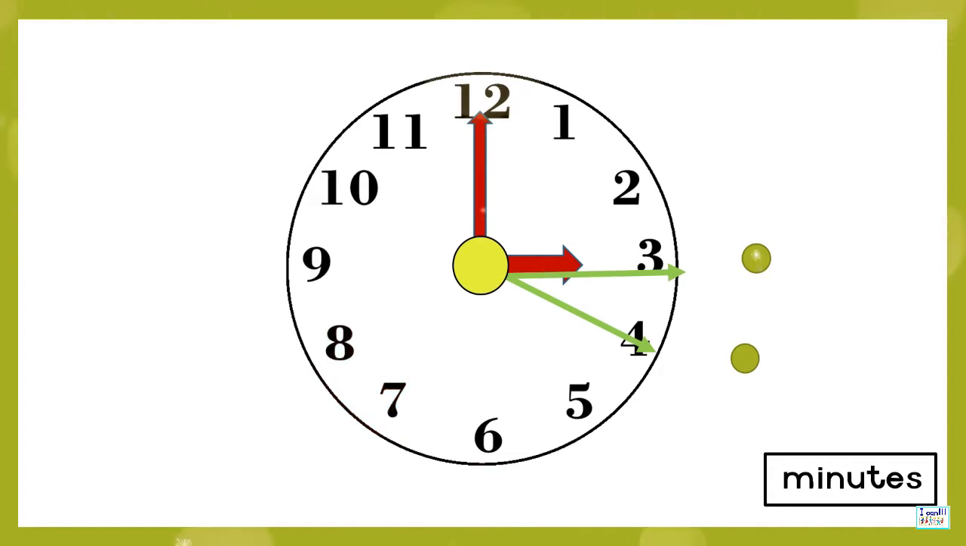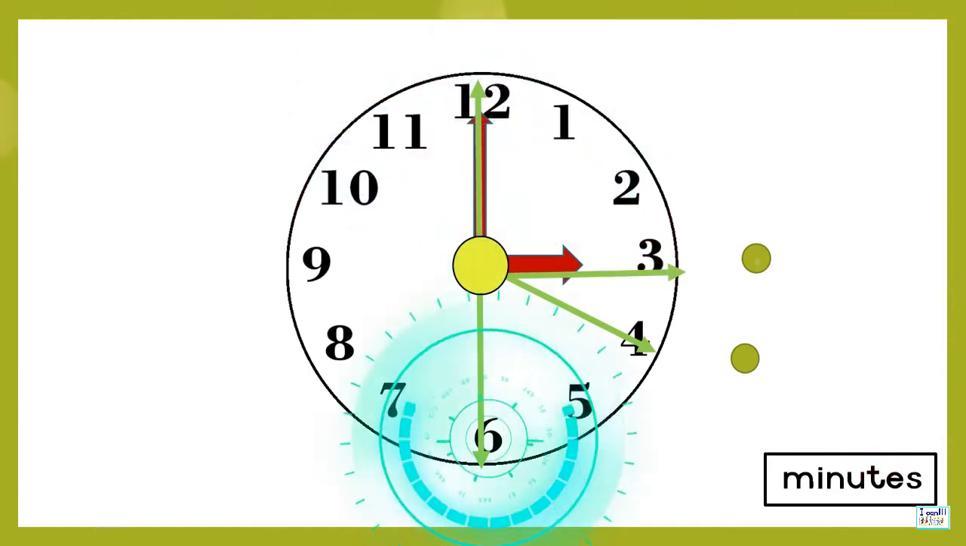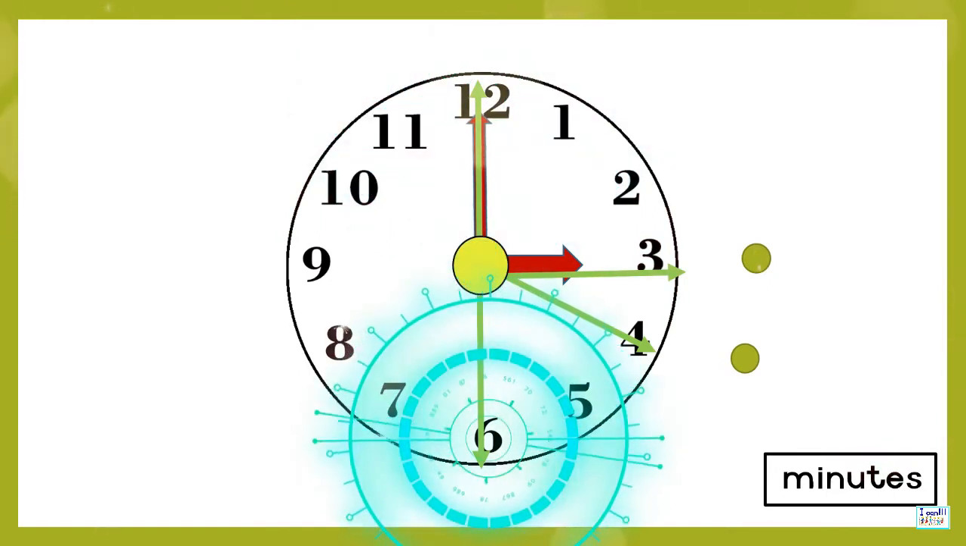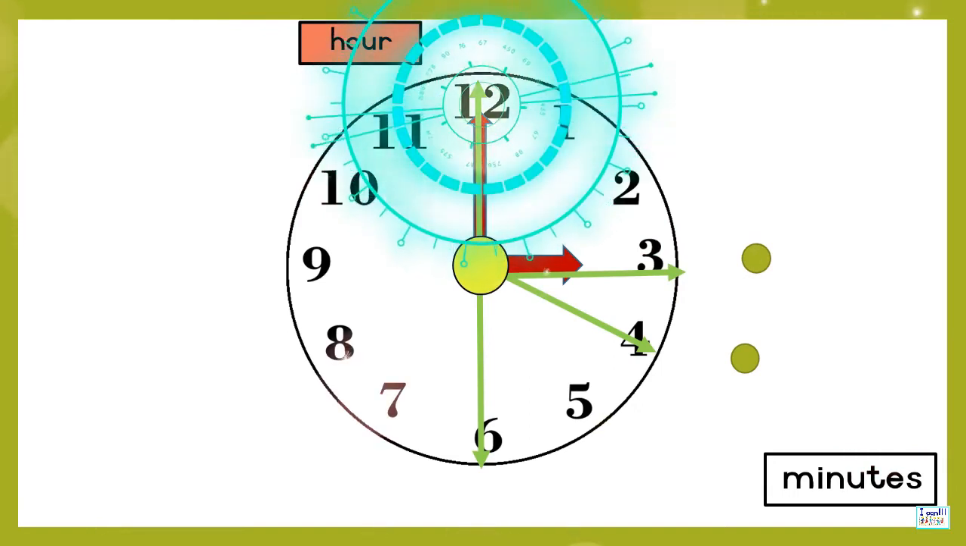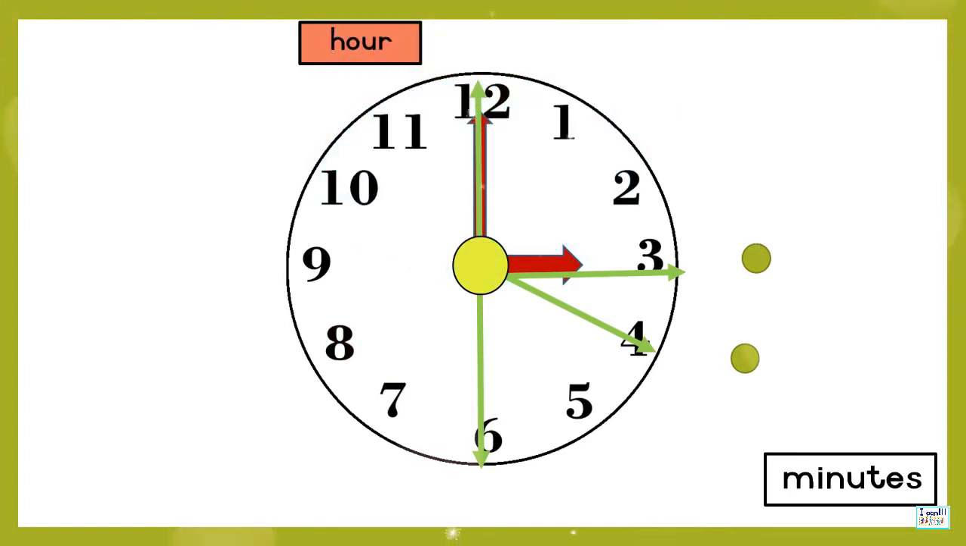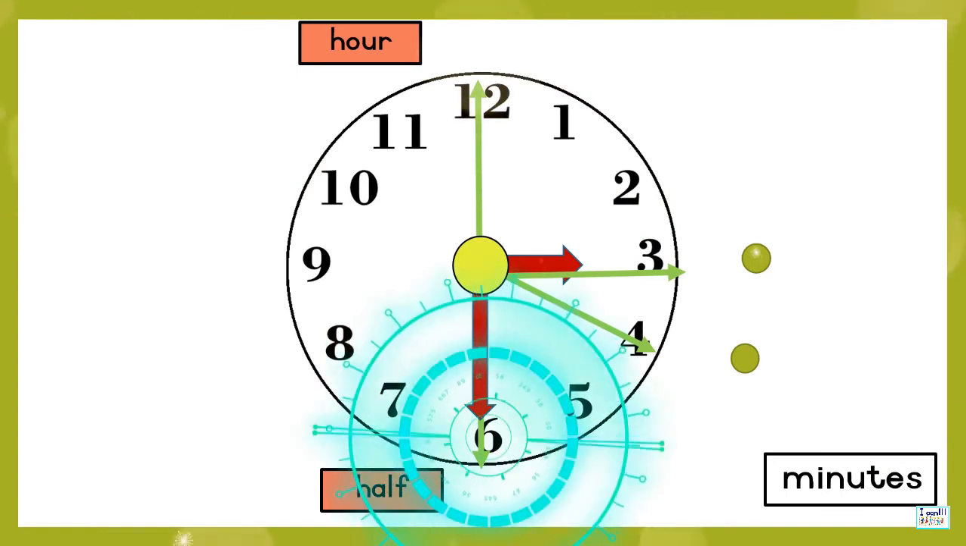Do you remember the pizza? We divided it into halves. We're going to divide the clock in halves. From the top, from 12 o'clock, right to the bottom, 6 o'clock. So, if the long arm points to the top, to the 12, then it indicates a whole hour. And if the long arm points to the 6, then it indicates half.